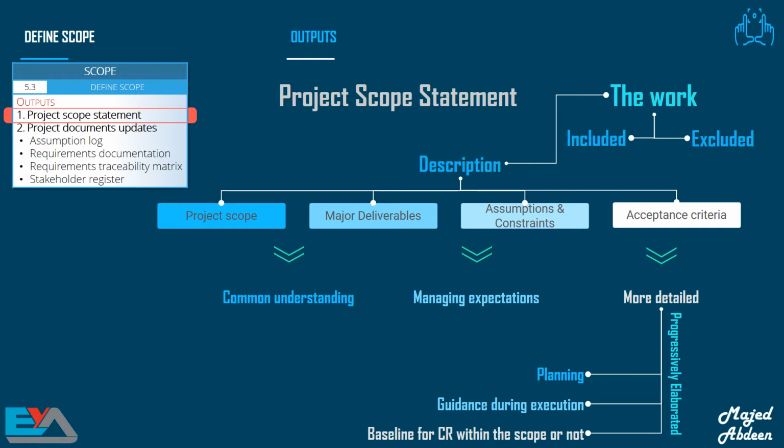As we said, the project scope statement provides a common understanding of project scope among project stakeholders. It can also contain clear scope exclusions that can assist you in managing stakeholder expectations. It also enables the project team to perform more detailed planning. It guides the project team's work during execution, and it provides the baseline for evaluating whether requests for changes or additional work are contained within or outside the project scope.